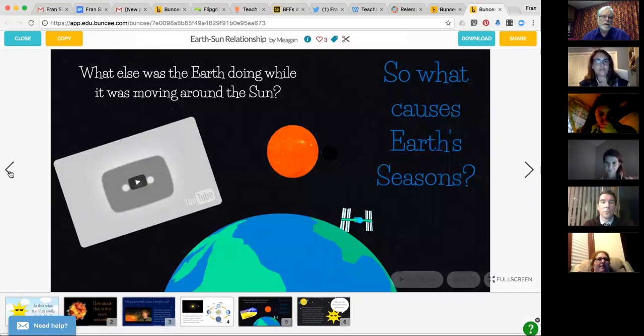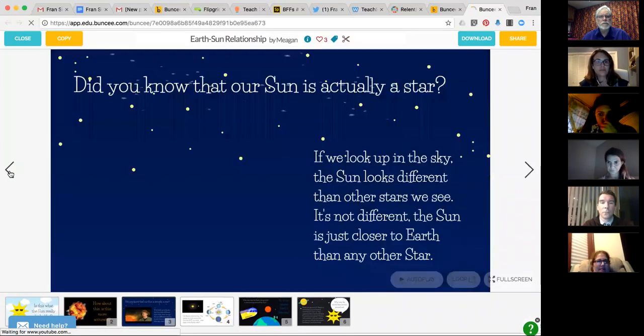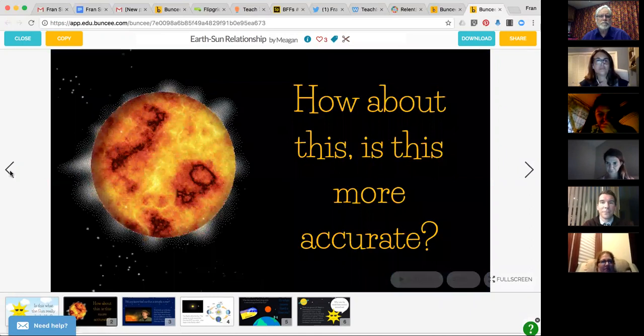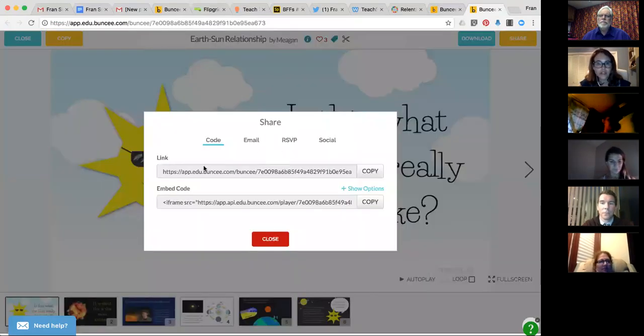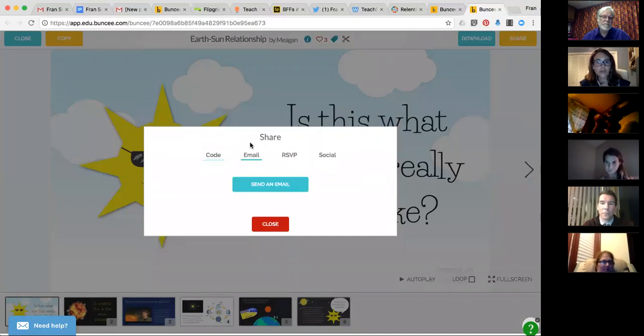Usually I'll do something like this and I'll have to put it into Google Doc or Google Drive and then point at it that way. But this makes it a lot easier. So for example, if we hit share, you could plug in the code right here. You can email it to someone.